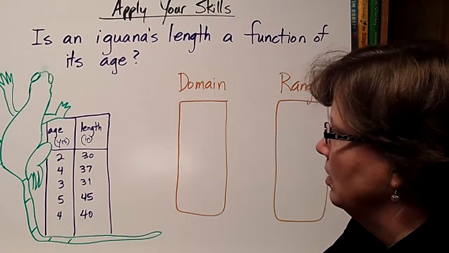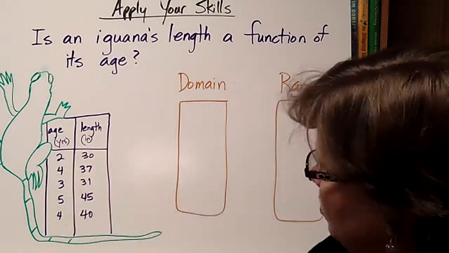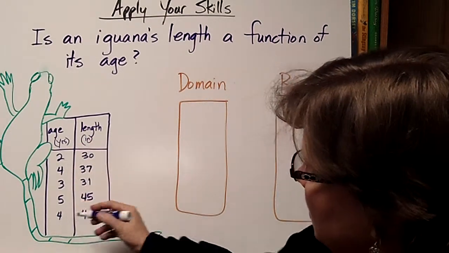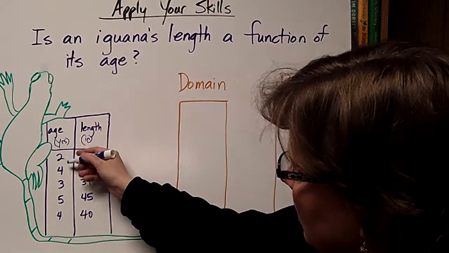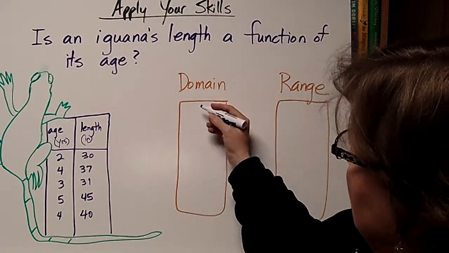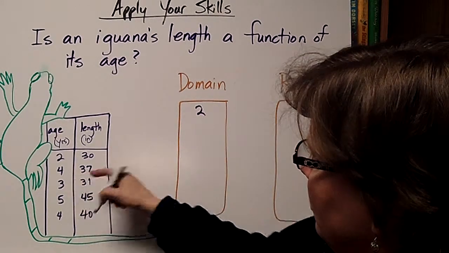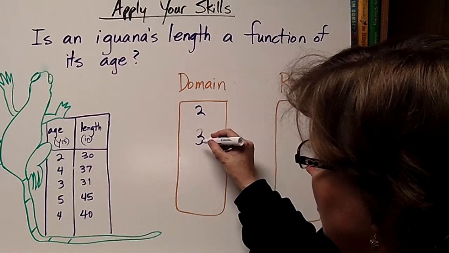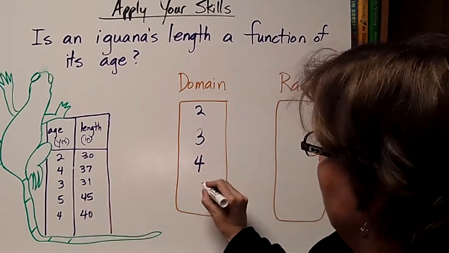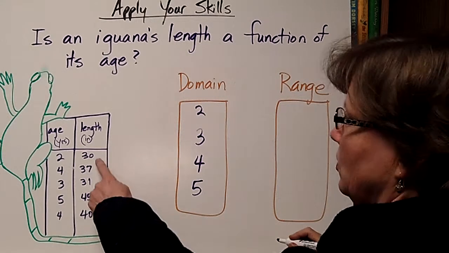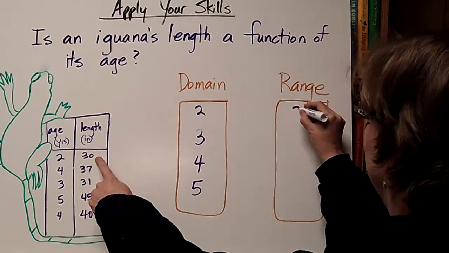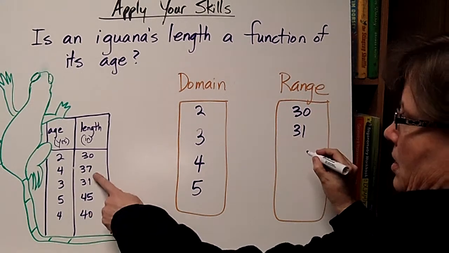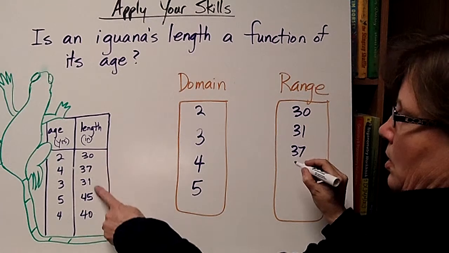As you can see, our domain is not in numerical order. So to do our mapping sequence, let's put these in numerical order from the lowest to the highest. I see that we have a 2, a 3. There are 2 4s, but we only list them one time each, and then 5. Range, we do the same thing. Our low value is 30. Then we go to a 31. The next highest is 37. I don't see any duplicate values.